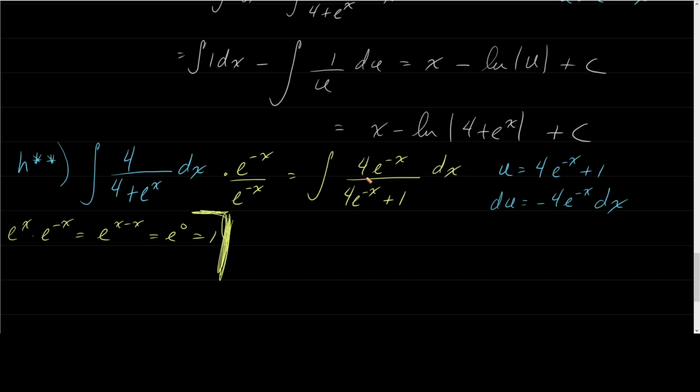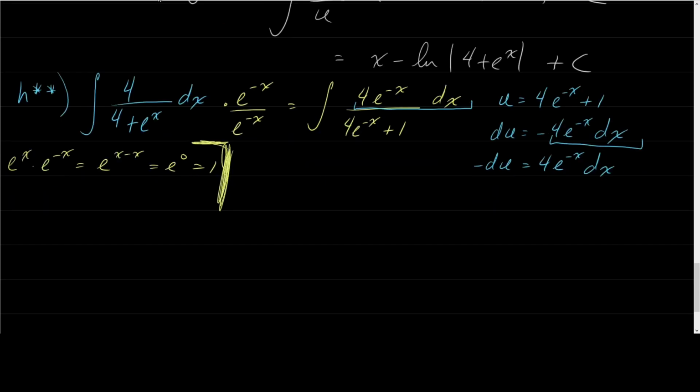Now, look how convenient we have that right there. We have 4e to the negative x right there. So what we can do is say that negative du is 4e to the negative x dx. So with this integral, it becomes the integral of, well, what was our u? Our u was the entire denominator. So our entire denominator is u. The 4e to the negative x dx, we just said that becomes negative du. So we have negative du.